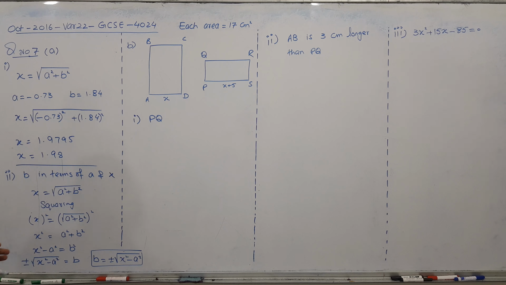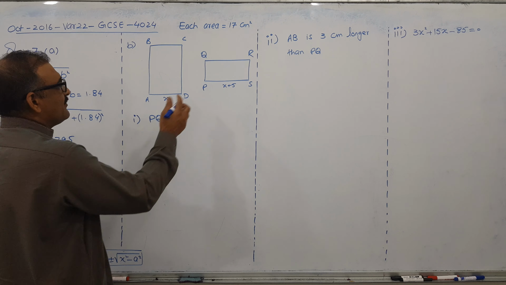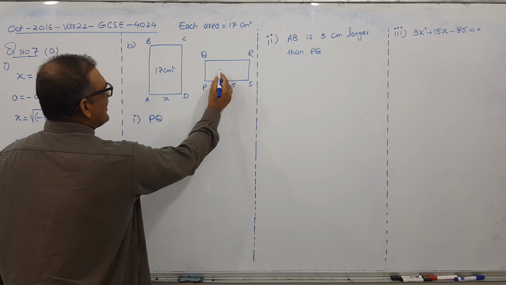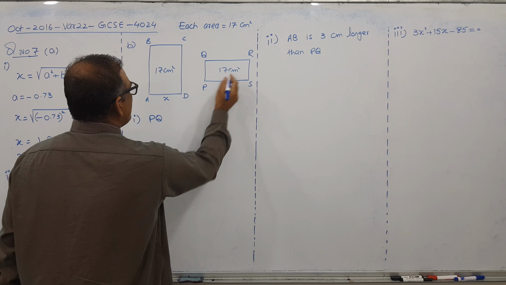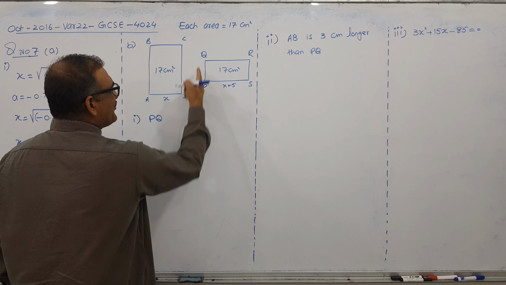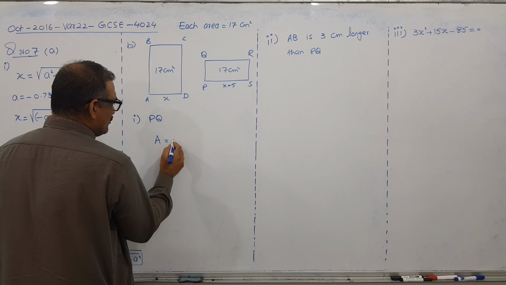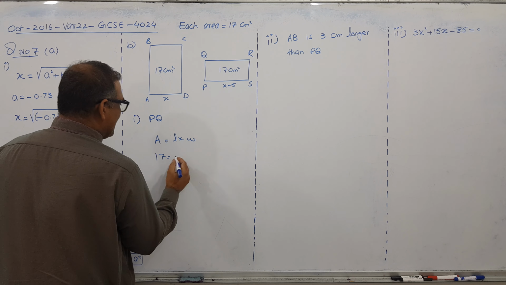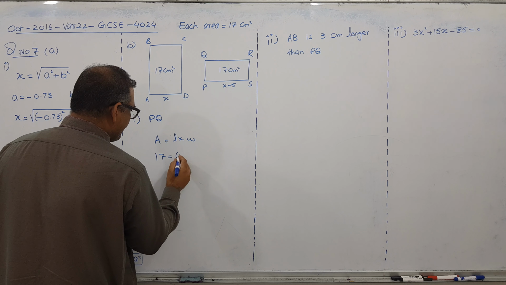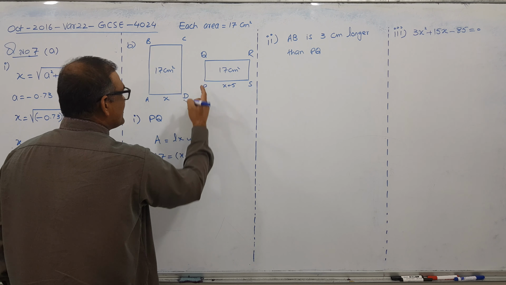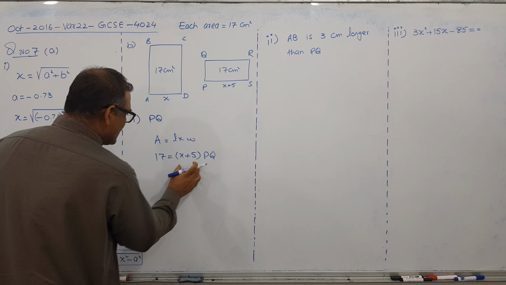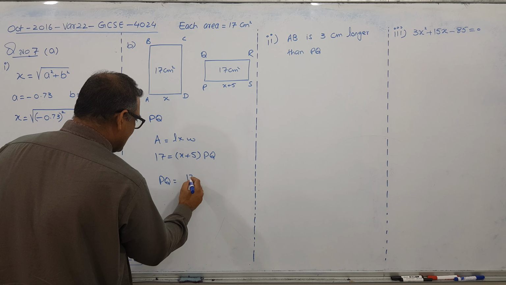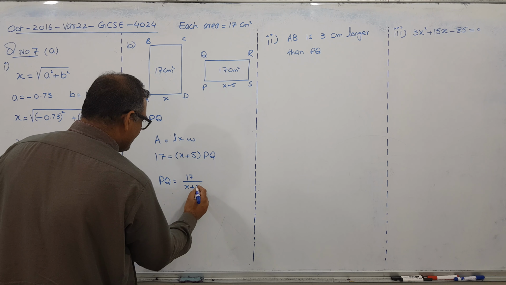Okay, now in this question, he said the areas of both are 17 centimeters squared. So 17 centimeters squared and 17 centimeters squared. How to get PQ? The area is equal to length times width. Area is 17, length is x plus 5, and width is PQ. So this will go down. So PQ length is equal to 17 divided by x plus 5.